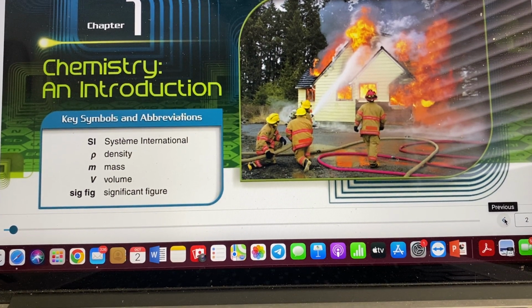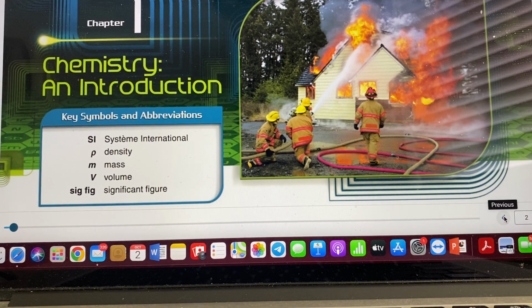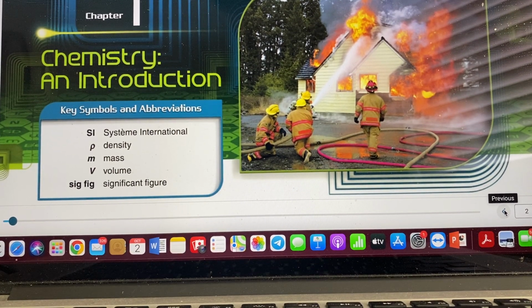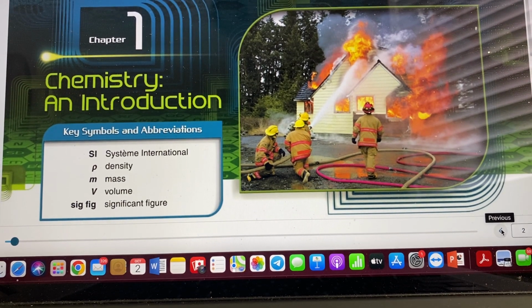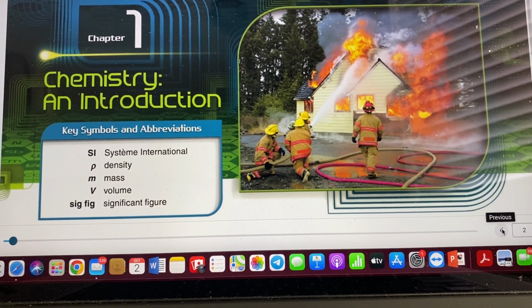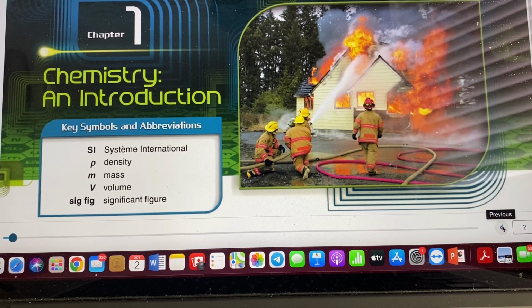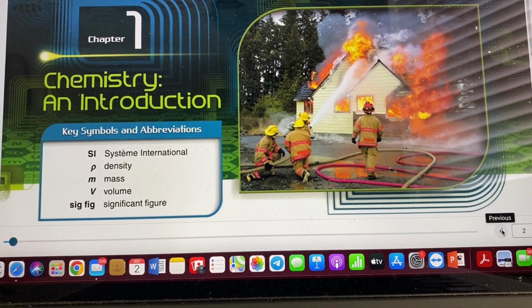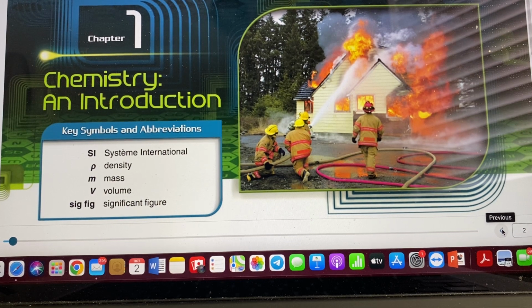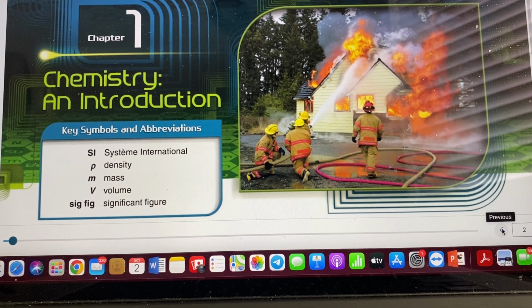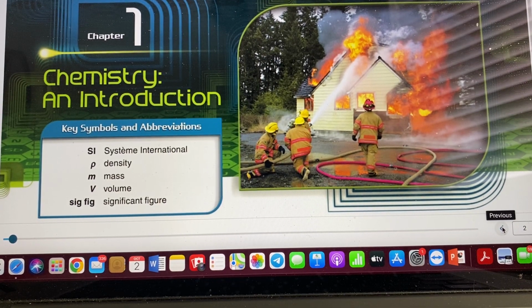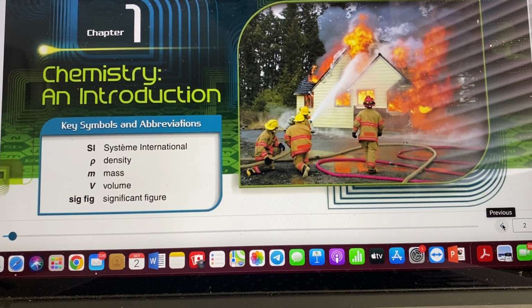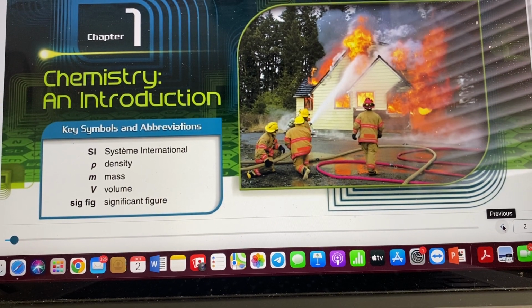But this first part of chapter 1, section 1, is just an introduction to chemistry. So let's talk about this introduction to chemistry. First of all, what is chemistry? Chemistry in your book says it's a branch of science that deals with the composition, structure, and the properties of matter and the changes it undergoes. So chemistry has to do with the composition and structure of matter and any chemical changes that happen to it.